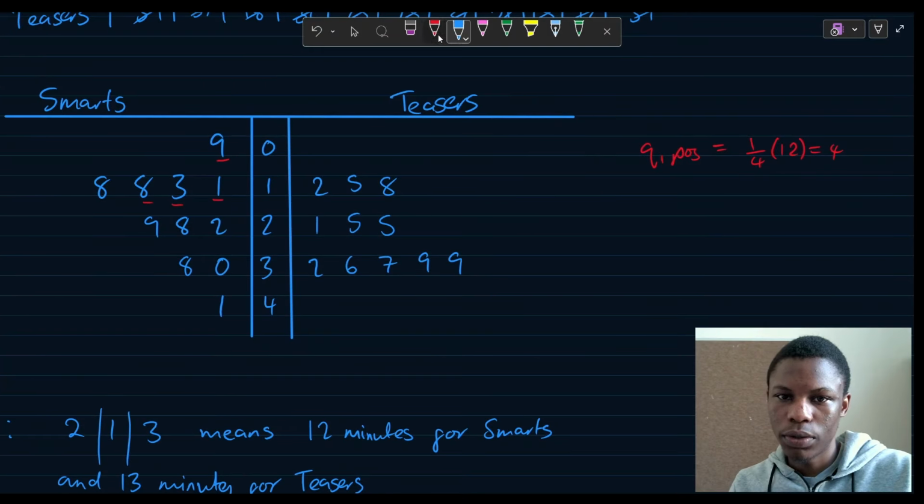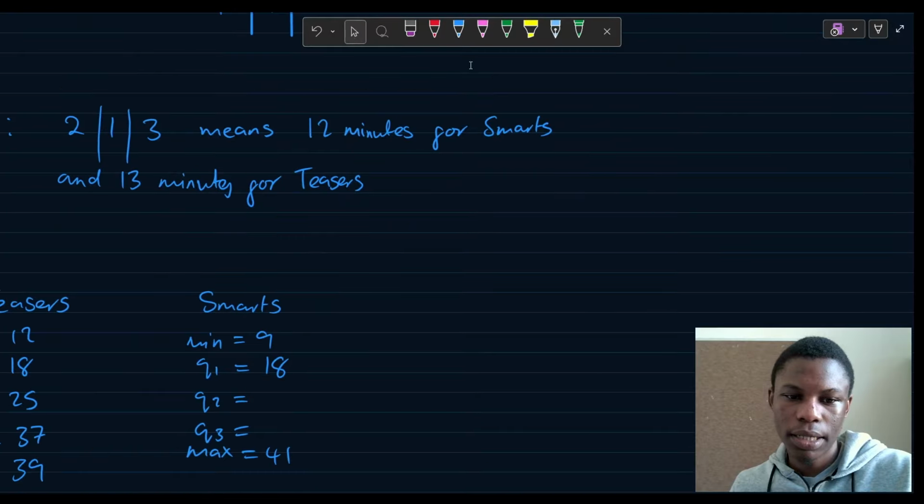For the Q2 position, it's going to be a half of n plus 1. So half of 12, which is 6. So the 8 is in position 4. So this has to be position 5, and this is 6. So that becomes 22, our median.